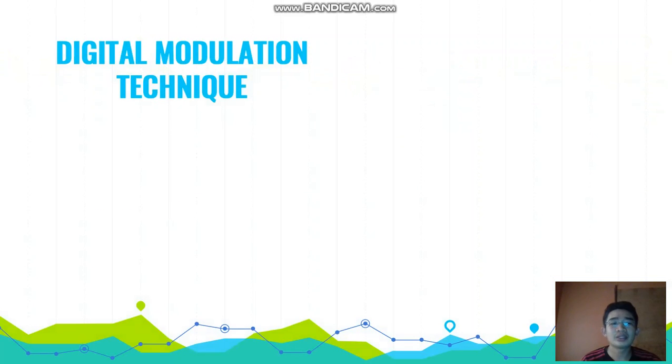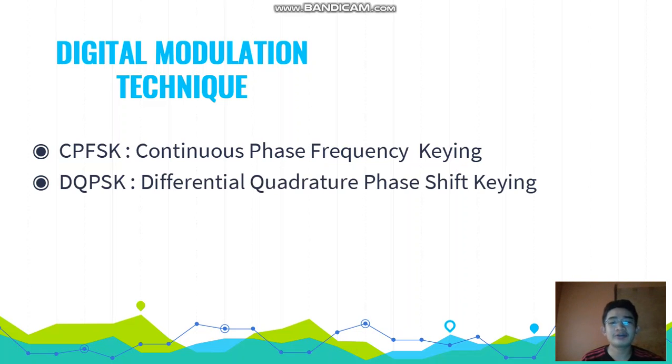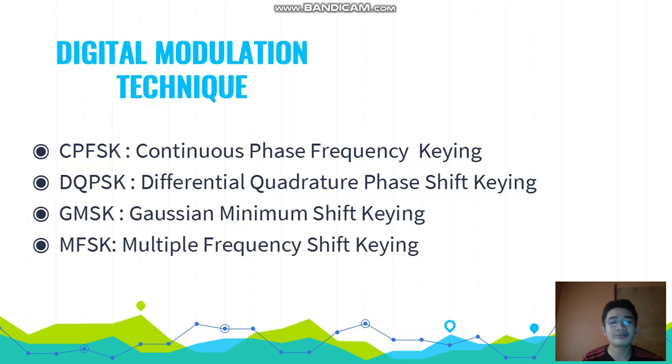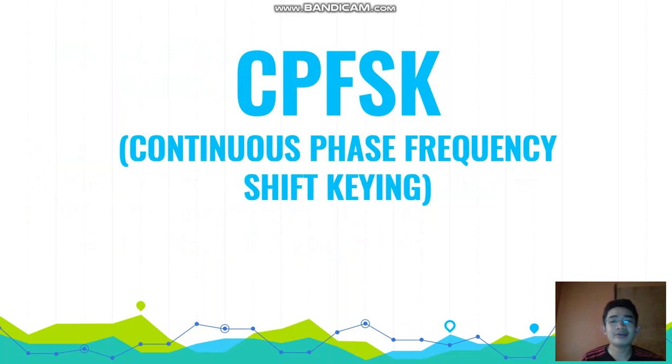Let's start. There are many types of digital modulation techniques. The CPFSK, or continuous phase frequency shift keying. Second is the DQPSK, differential quadrature phase shift keying. The GMSK, Gaussian minimum shift keying, and the last is MFSK, multiple frequency shift keying, but we will tackle only the CPFSK. What is CPFSK?